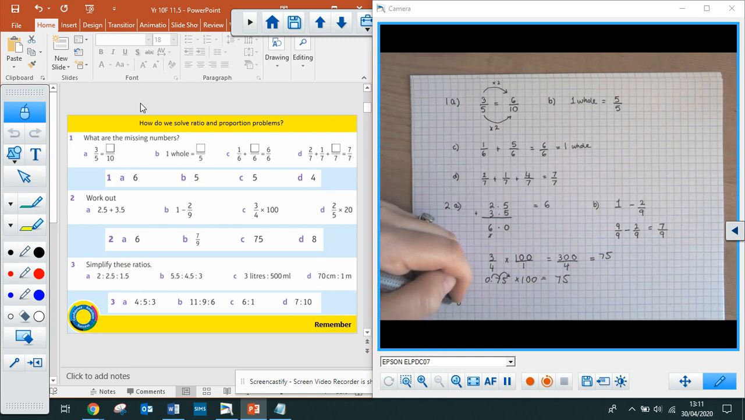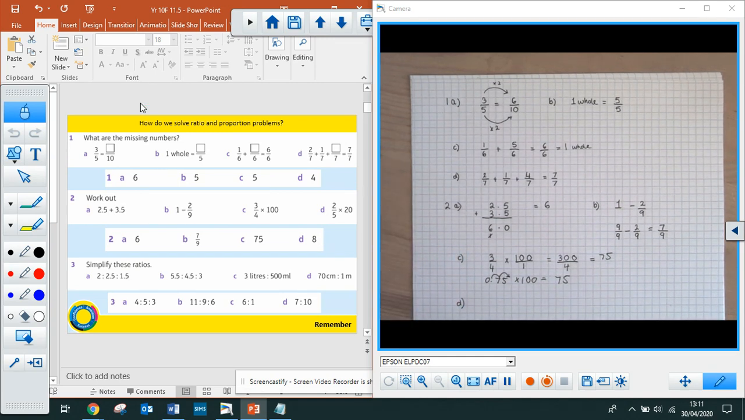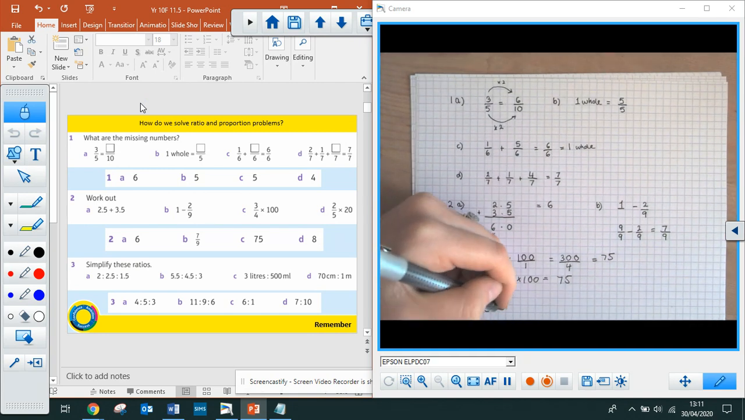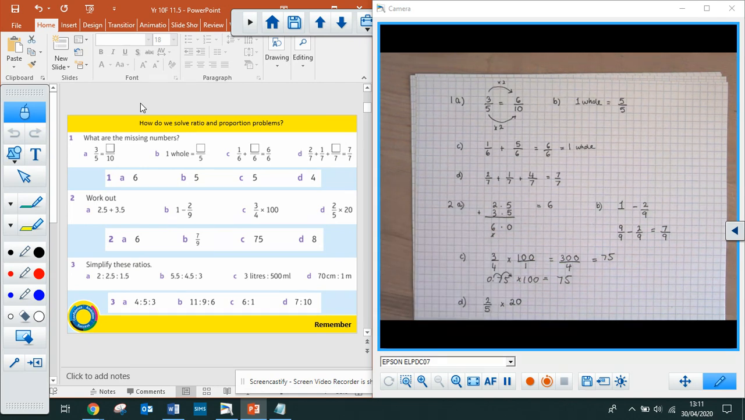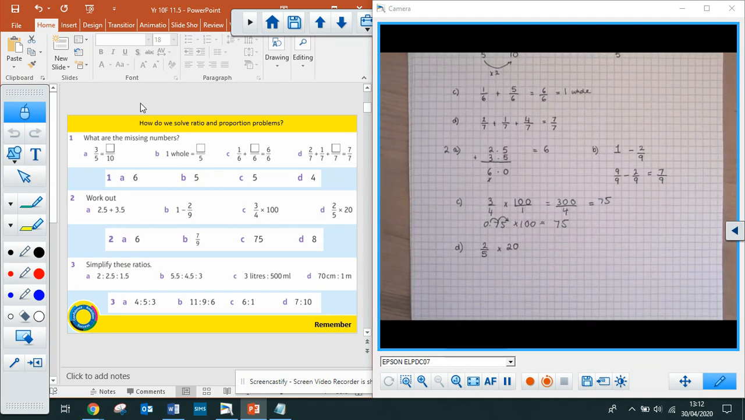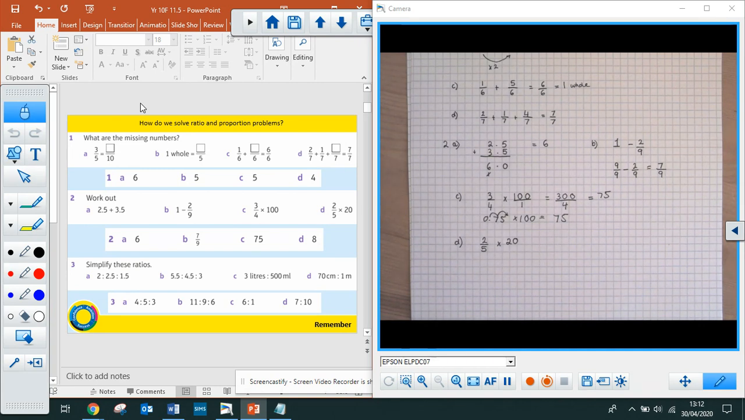Part D. You have 2/5 multiplied by 20. So you divide by the denominator times by the numerator, or we can multiply across and simplify. I'll start by multiplying across and simplifying, as that's what I did in the last example, and then otherwise I'm going to divide by my denominator times by my numerator in the second option that I'll show you.